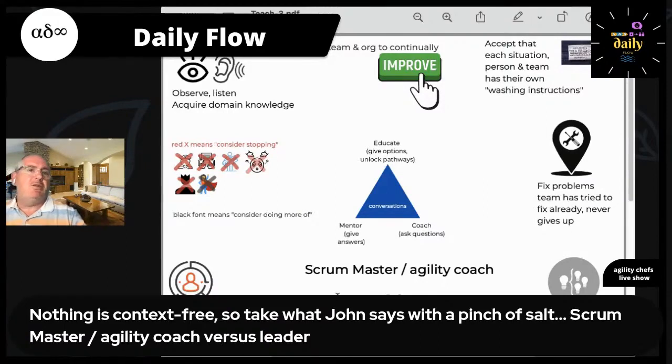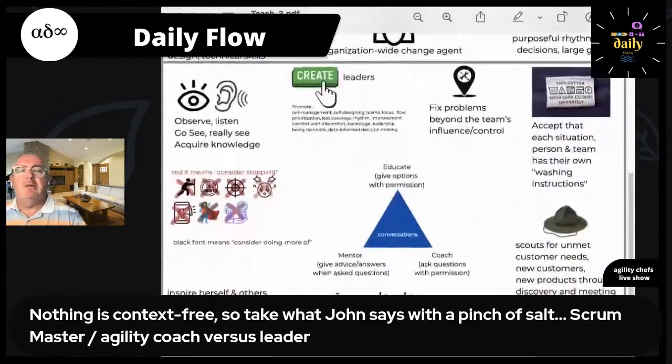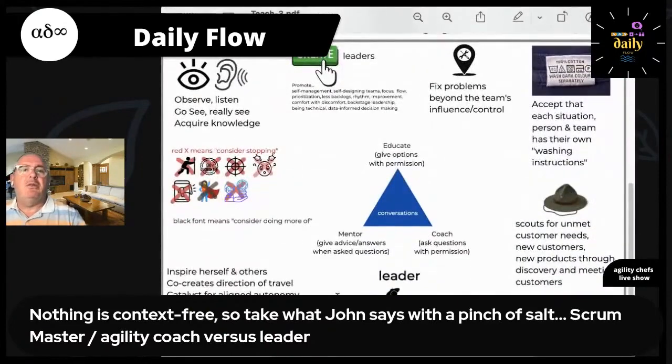So then what about a leader? It's quite similar actually. So you still observe, you still listen, except maybe we expect you to go a bit deeper in terms of observation, go see and really see what's going on. Also acquiring knowledge about what's going on in the system, still fixing problems. A leader has more power to fix problems.